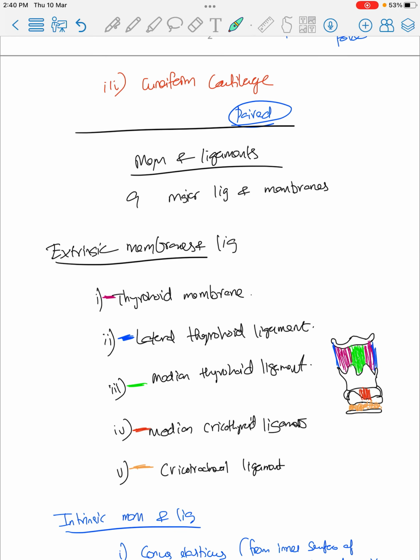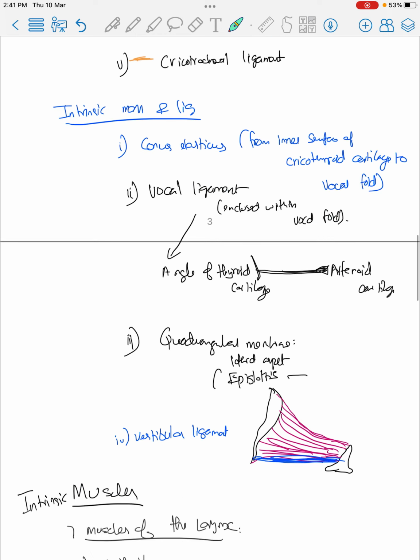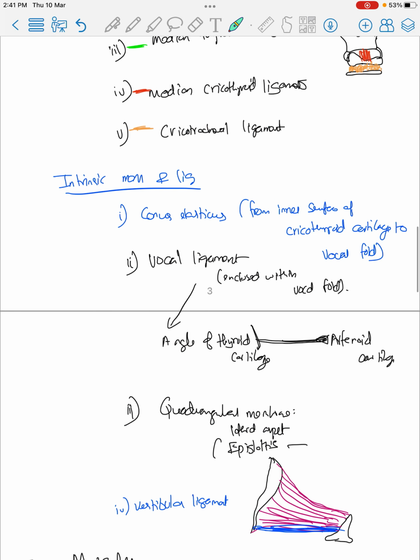Then let's come to the membranes and ligaments. There are nine major ligaments and membranes. You can call it a ligament or membrane. First are the extrinsic membranes and ligaments, and there will be intrinsic ones as well. Extrinsically it's muscles and intrinsically it's membrane.